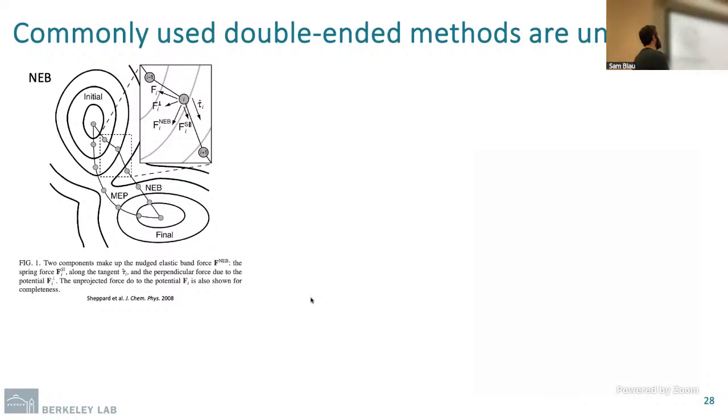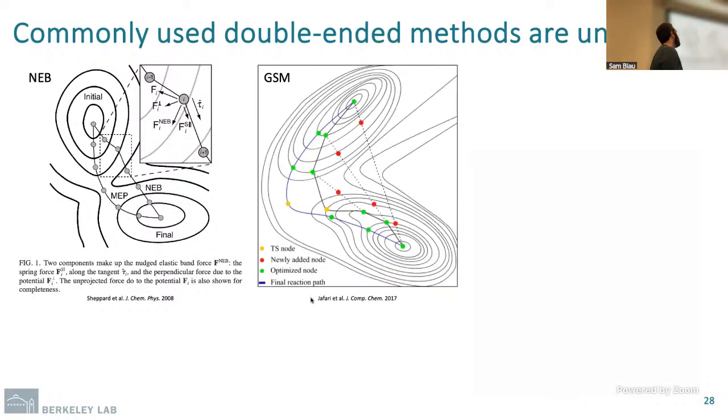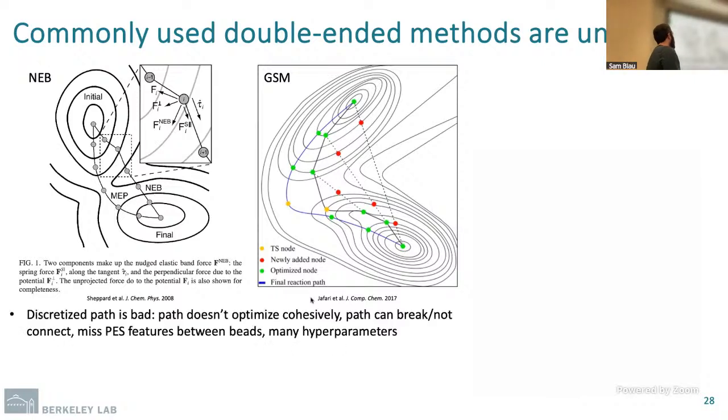People use nudged elastic band, where you have this kind of discretized bead and spring approach. They also use the growing string method, where you grow your beads and strings dynamically. Graeme Henkelman came up with NEB on the left, and Paul Zimmerman really popularized the growing string method on the right. But the discretized path is fundamentally bad. It doesn't optimize cohesively. You're moving each bead by itself. The path can break. It can fail to connect in GSM. You completely miss features of the potential energy surface between the beads.